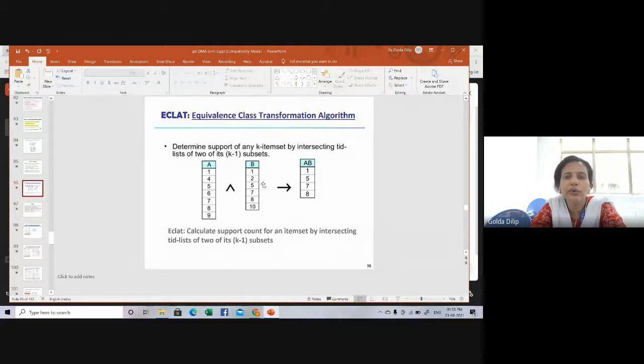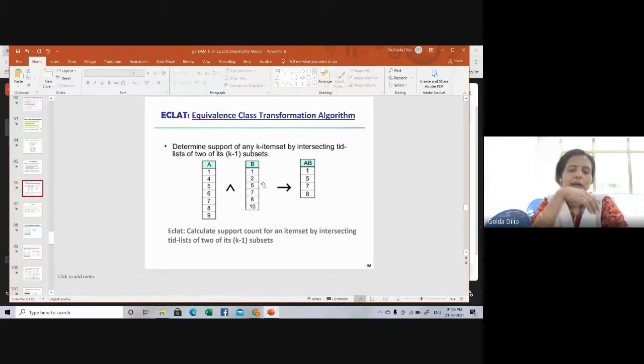Because of this, you get support for fast frequency counting. You can count the frequencies much faster through this intersection operation on the transaction IDs, the TIDs. And it is automatically pruning or eliminating the irrelevant data. So these are all the advantages.